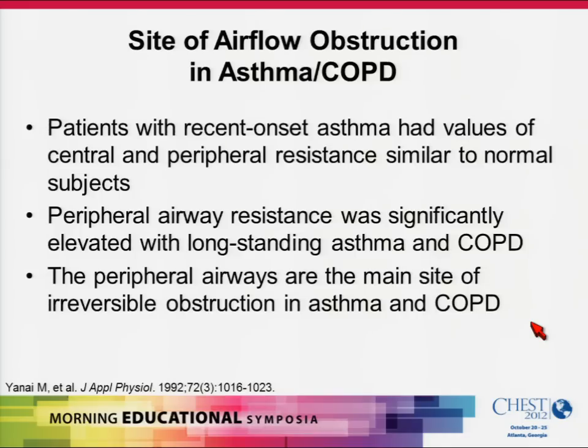Patients with recent onset asthma, they concluded, had values of central and peripheral resistance similar to control subjects, slightly elevated but not statistically significant. Peripheral airway resistance was significantly elevated with longstanding asthma and COPD, very comparable, and peripheral airways are the main site of airway obstruction in these chronic asthmatics and COPD patients. So the answer is, there's not very much difference in these individuals once asthma has been present for a number of years with this airflow obstruction.